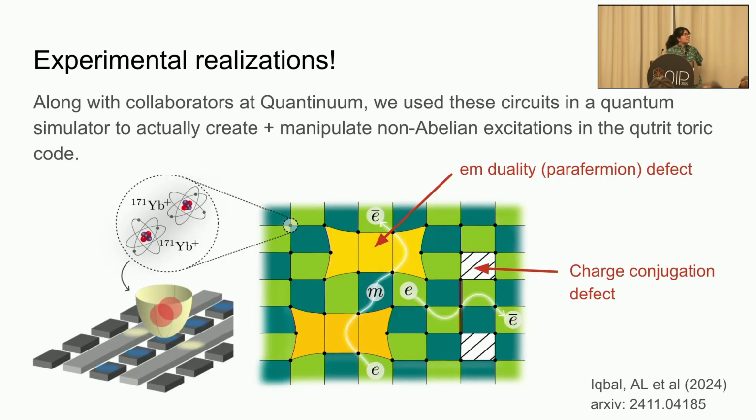Yeah, and then just another plug for some experimental realizations to really show that these are practical circuits. Along with some collaborators at Quantinuum, we used this construction to write down circuits for the symmetry defect, this charge conjugation defect I told you about in the Qtrit toric code, to actually create these defects and manipulate them on their trapped ion device. We also created another type of symmetry defect in this Qtrit toric code, which is the EM duality defect, which actually behaves like a parafermion, which is kind of cool.